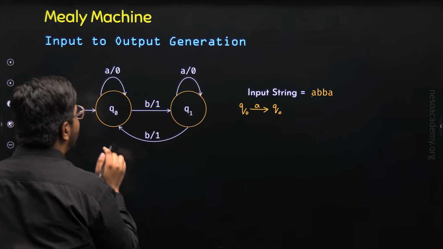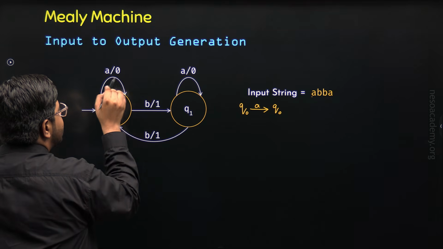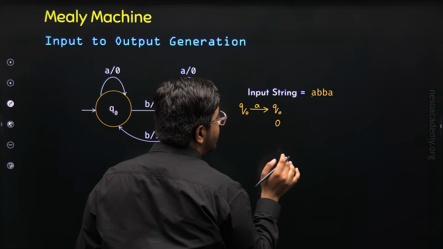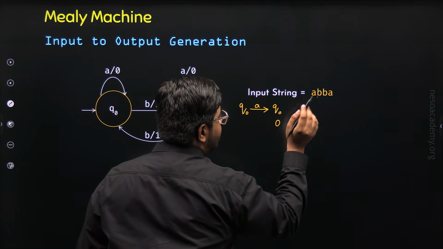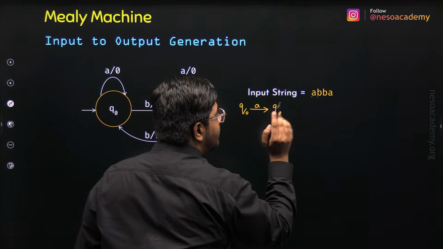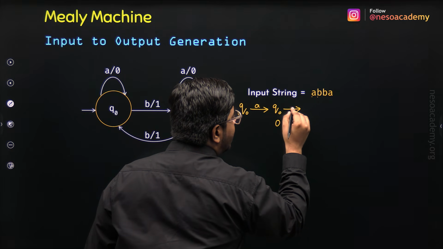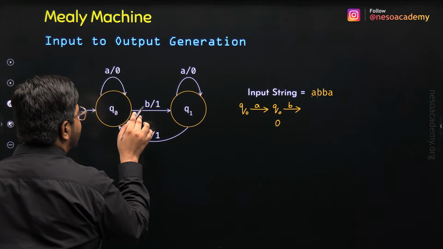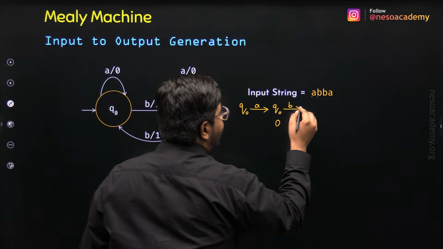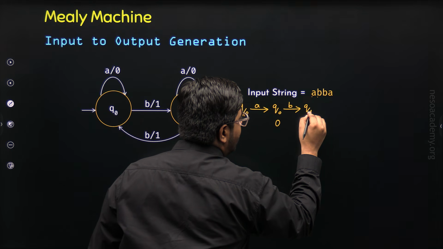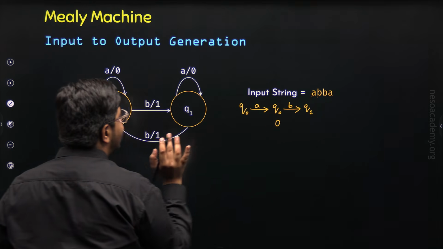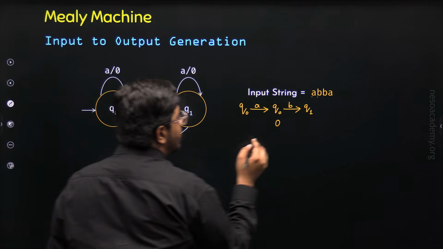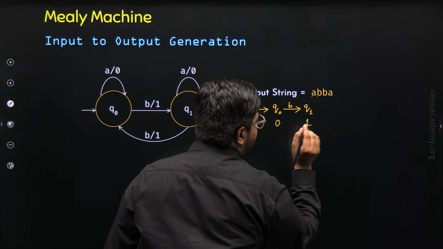What is the output symbol? Q naught on A, the output symbol is 0. So here we will write 0, which is the output symbol. Now the next input symbol is B. So Q naught on B. Let's check. Q naught on B gives Q1. So we will write the next state, which is Q1. Now let's see the output symbol. Q naught on B, the output symbol is 1. So here we will write 1.